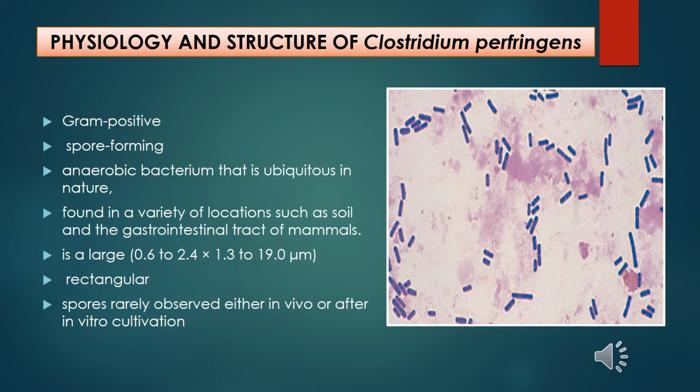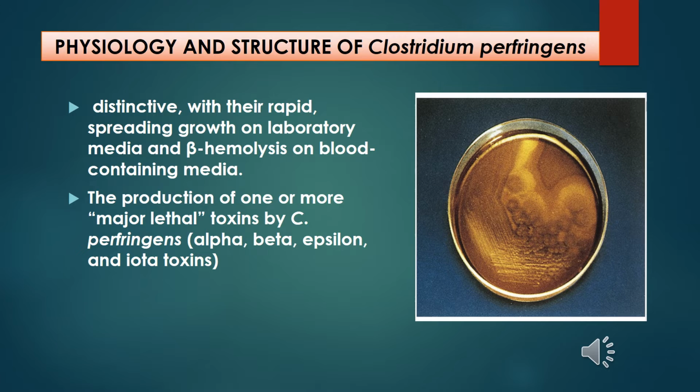rarely observed either in vivo or after in vitro cultivation, which is an important characteristic that differentiates this species from most other Clostridia. The colonies of Clostridium perfringens are also distinctive, with rapid spreading growth in laboratory media and beta hemolysis on blood-containing media. The production of one or more major lethal toxins by Clostridium perfringens, such as alpha, beta, epsilon, and iota toxins, is used to subdivide isolates into 5 types, A through E.